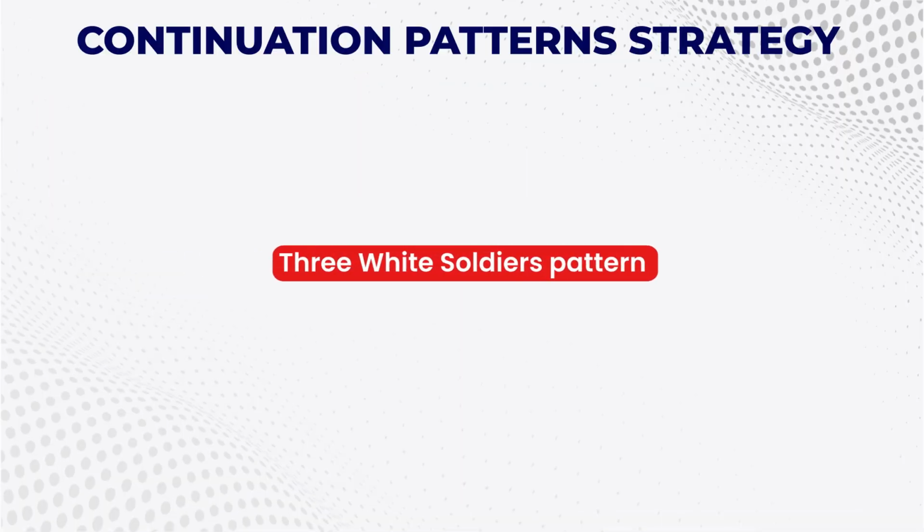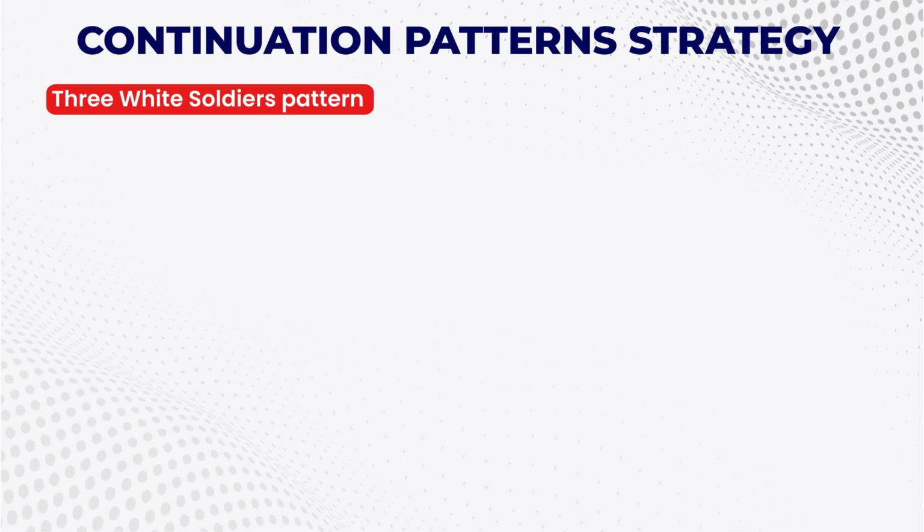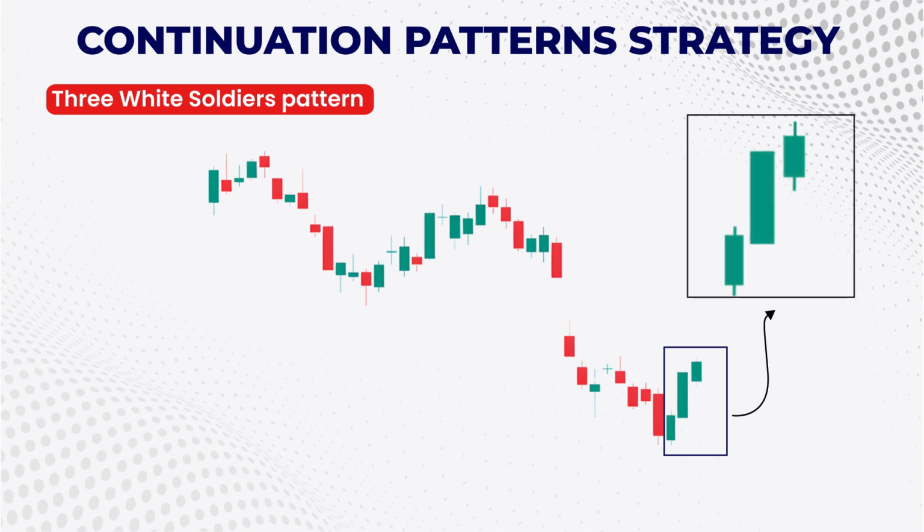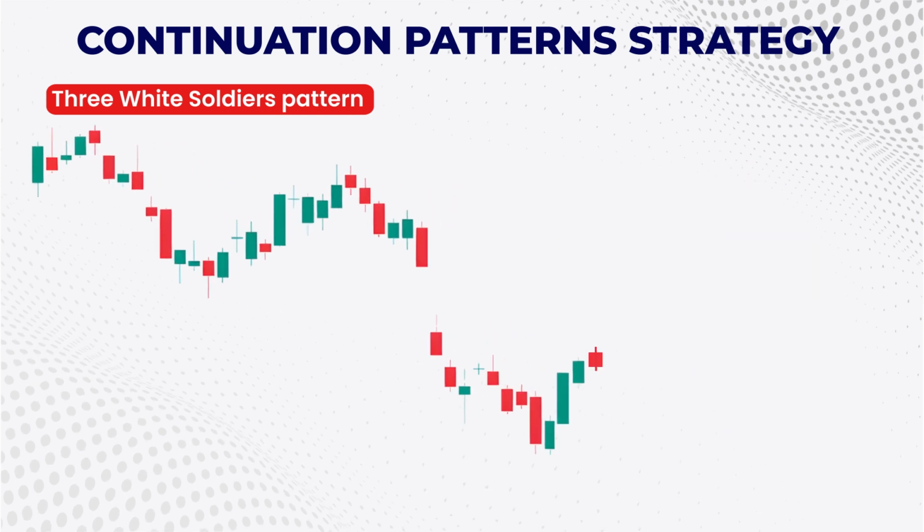Here we see the 3 white soldiers pattern, a powerful bullish reversal signal. It forms after a clear downtrend when 3 strong green candles appear one after another. Each candle opens within the body of the previous one and closes near its high, showing steady and controlled buying pressure. This signals that buyers are stepping back into the market with confidence.